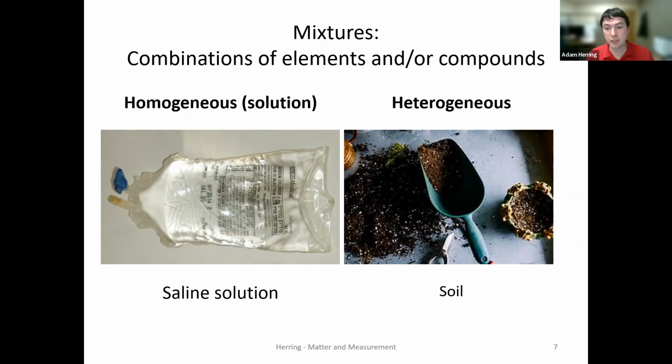Whereas a heterogeneous mixture, this could be soil, for example. Within soil, you have rocks, you have fertilizer, you have dirt, you might even have different creatures. And each of these different substances retains its own identity. You could pick out the different aspects of soil and separate them from each other. However, within a solution, a homogeneous mixture, like saline, you can't separate the different components from each other. It's perfectly mixed throughout.